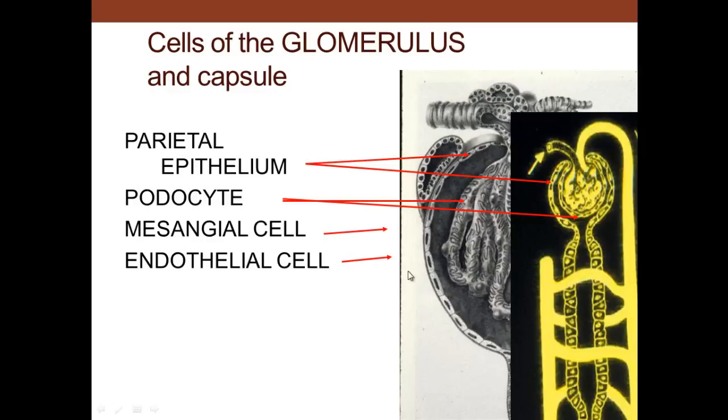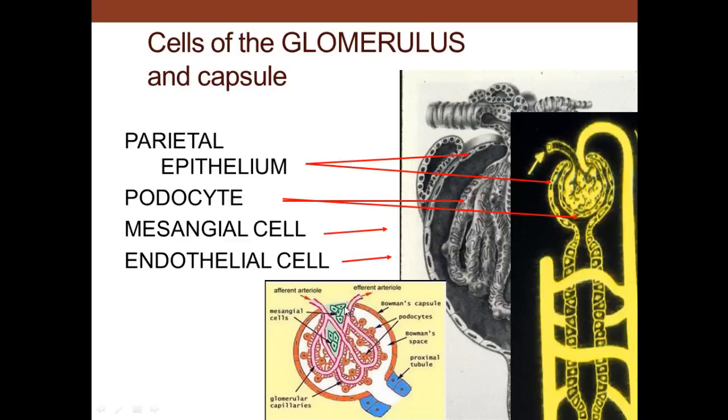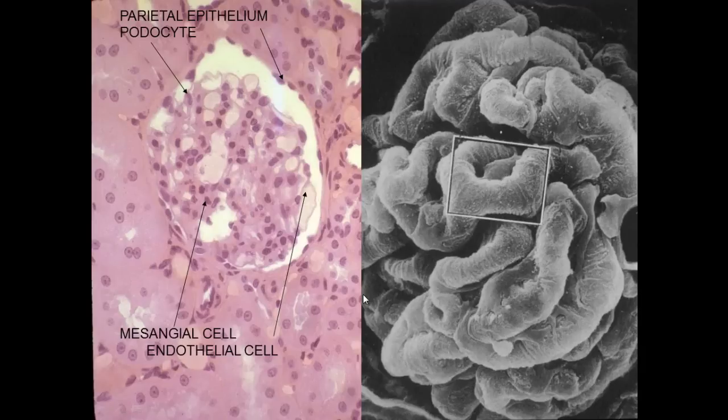Mesangial cells and endothelial cells we can't see because they're covered. But the mesangial cells are the extra cells in through there, and the endothelial cells are the ones that line this capillary. So here we can see the endothelial cells lining this capillary in through here, are part of the glomerulus. These are podocytes in through there, and these are parietal cells, and the mesangial cells are the extra cells in through there.